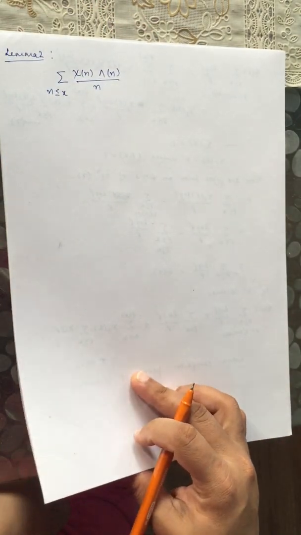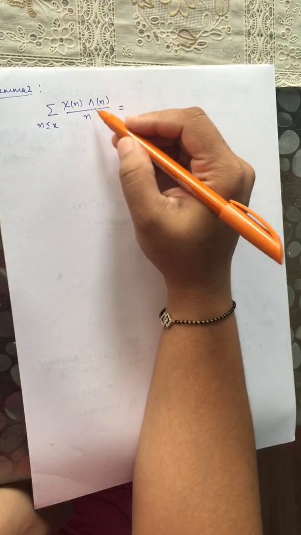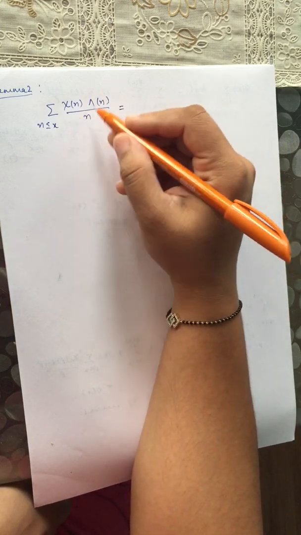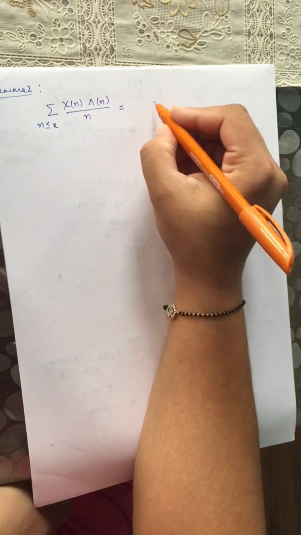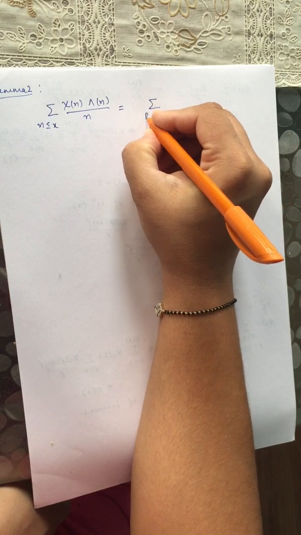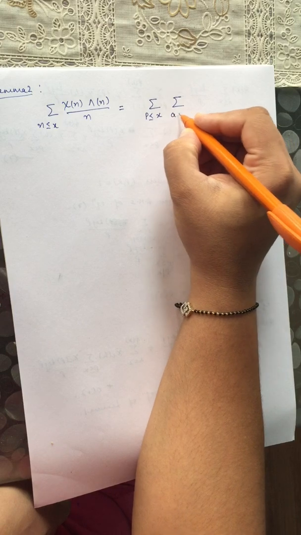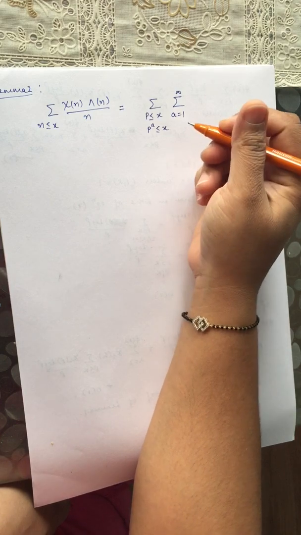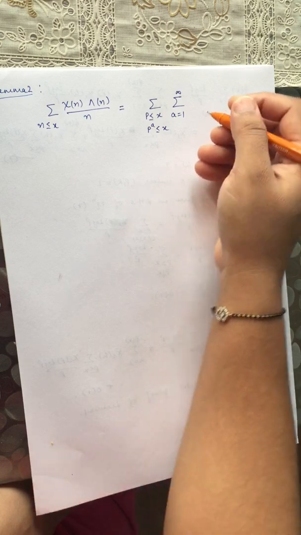So we will first expand this summation according to the definition of lambda. Now we know this lambda n is 0 if n is not a prime power. So the only non-zero terms in this summation are the terms corresponding to n equal to a prime power. So we will write this summation as over all the primes p less than or equal to x and the summation a varying from 1 to infinity where p raised to a is also less than or equal to x. That means we are here assuming that n is equal to p raised to a for some prime p, that is, it is a prime power.